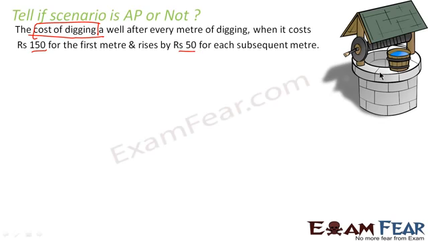So if you dig for 1 meter, it will cost you 150. For the next meter, it will cost you 150 plus 50, that is 200. For the next meter, it will cost you 200 plus 50, that is 250. That way. Let me write.